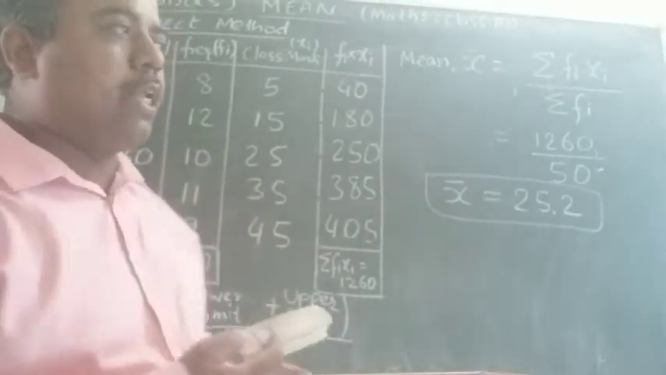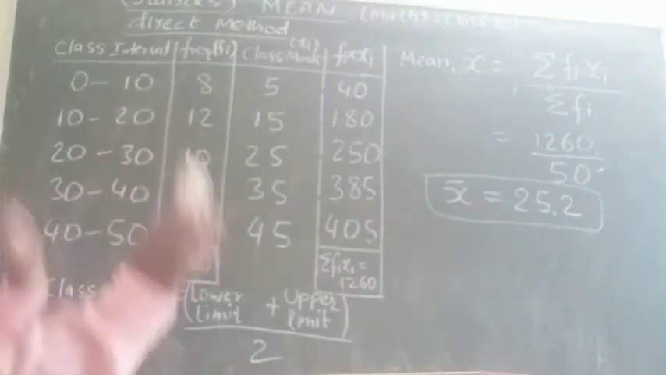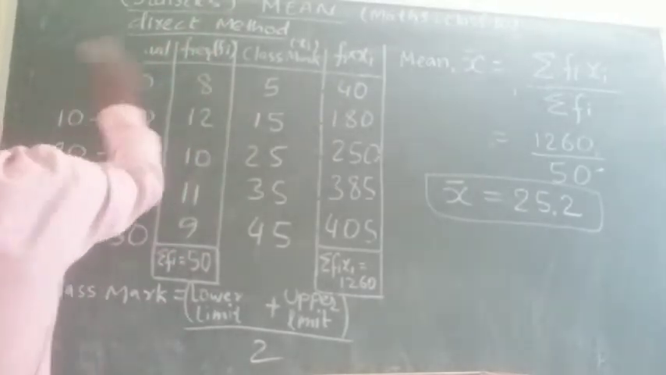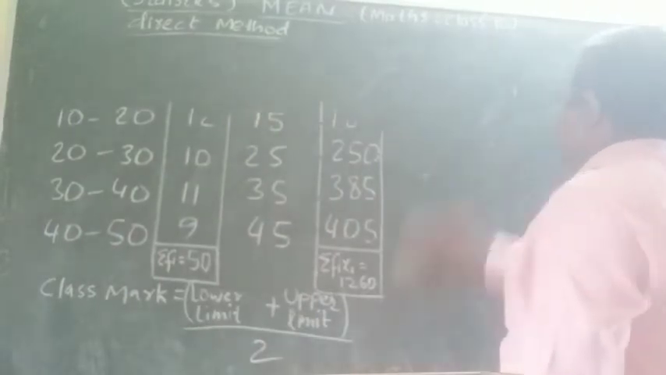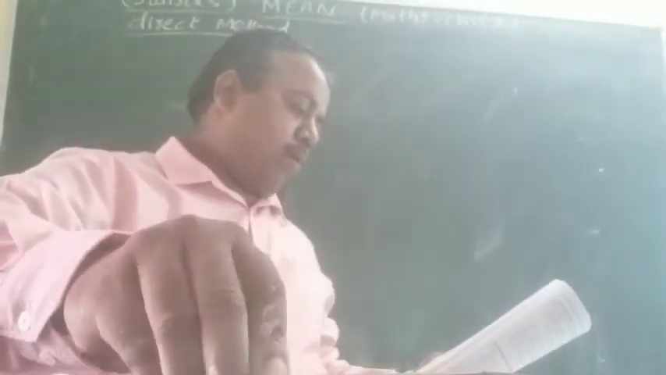Now, in the next question I will discuss how to calculate the mean value if a frequency is not given. Look at it. Let me draw the chart. In this chart we can see how to calculate the mean if the frequencies are not given. Look at this. This is the class.